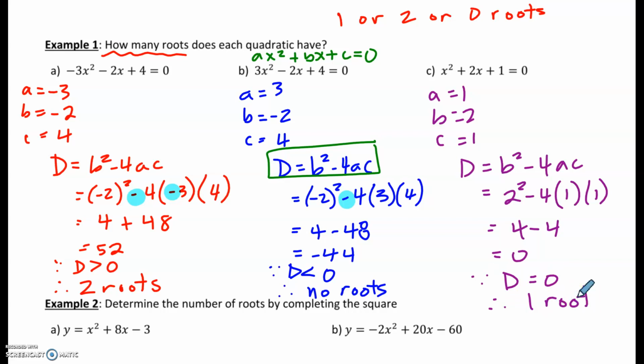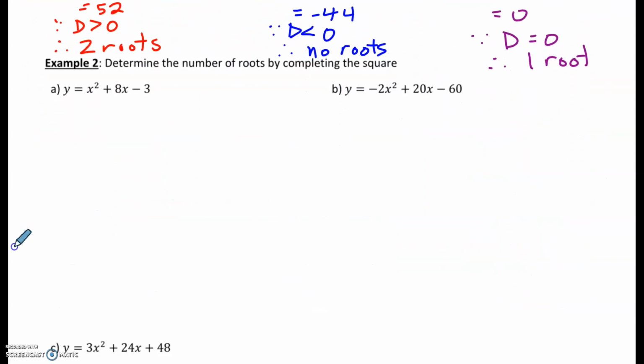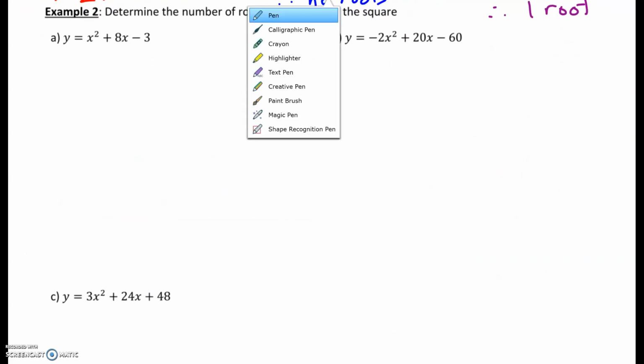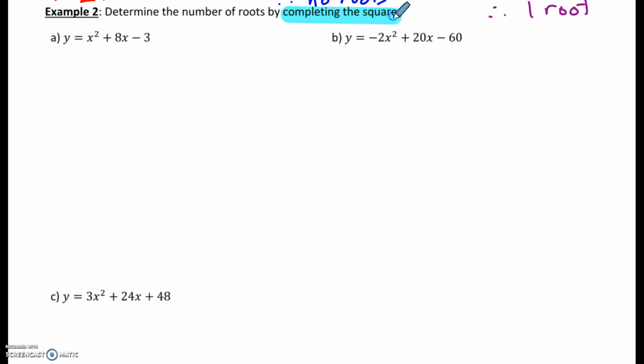All right, now what are other ways to determine the number of roots when your equation's in standard form without graphing? And there is. So we can also determine this by completing the square. And this is good practice. We did completing the square earlier in the unit. So the first thing we're going to do, the equation's in standard form, we're going to complete the square.